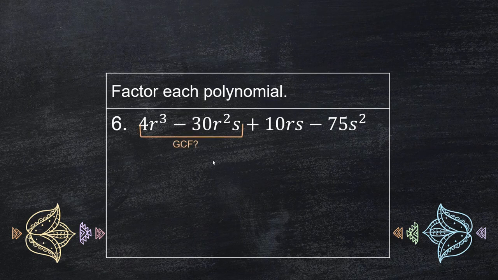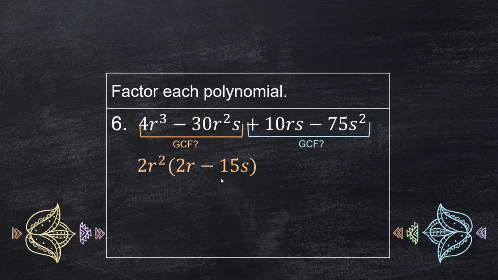What is the greatest common factor between these first two terms? So look at your coefficients first. They're 4 and 30. Those are both divisible by 2. And then they both have an r. The least amount of times is twice. So 2r squared is our greatest common factor. Dividing both of those terms by 2r squared would give us 2r minus 15s.